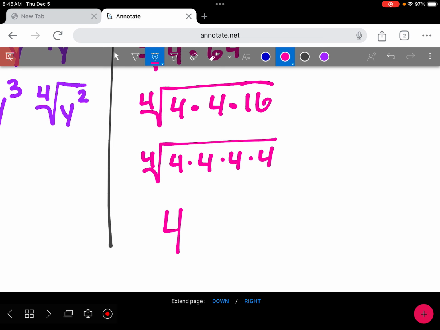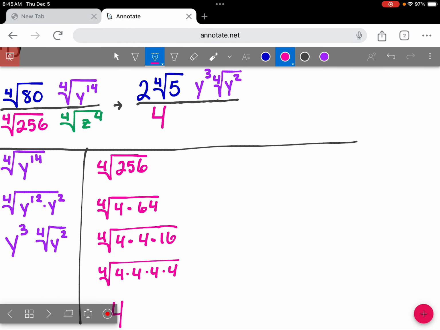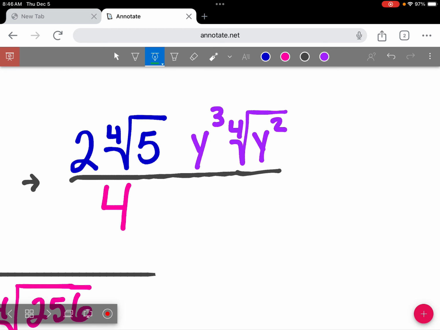So you can do it by hand, or you can use the calculator. If the calculator gives you a whole number, you're good. If it does not give you a whole number, then you've got to do it by hand, because the calculators are good, but they are not perfect. Our last piece up here, our green piece, our fourth root of z to the 4th is just a z. I have 4 things. I'm making groups of 4. So this simplifies down to be just z.